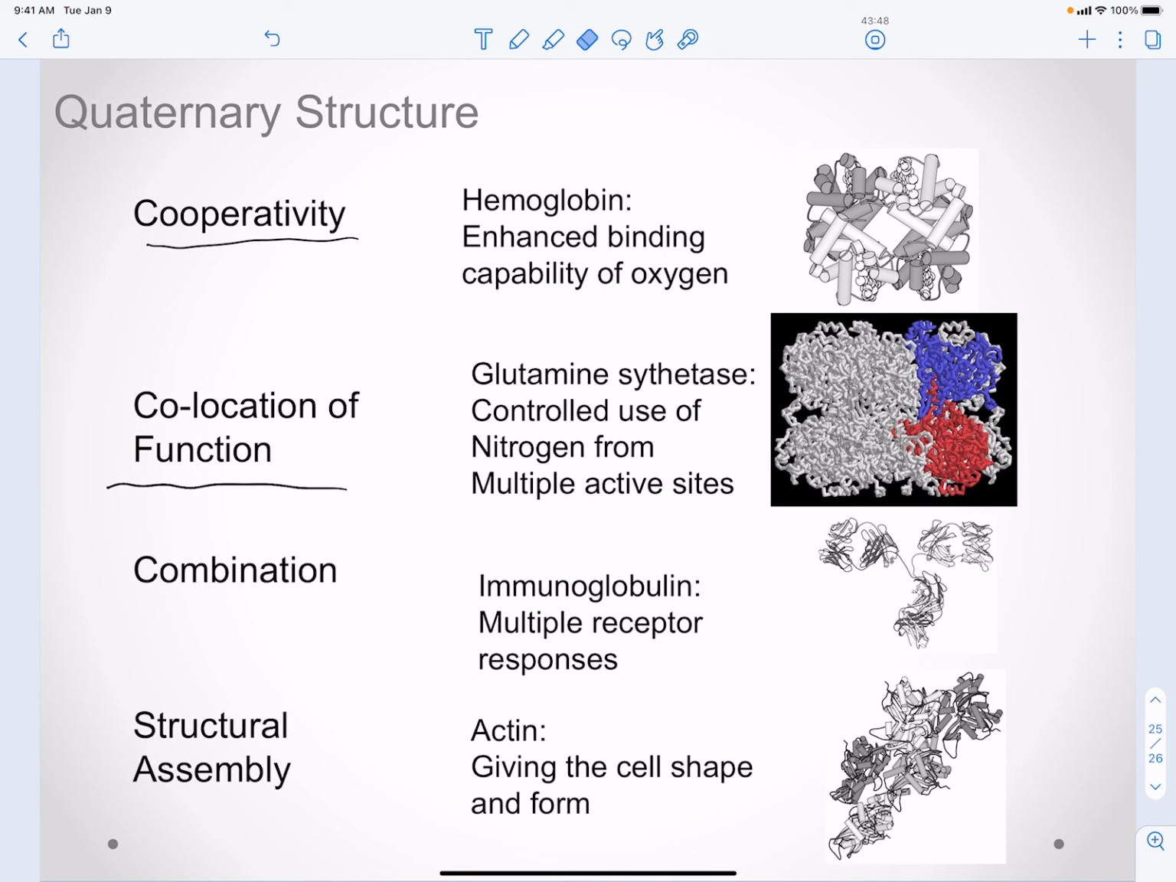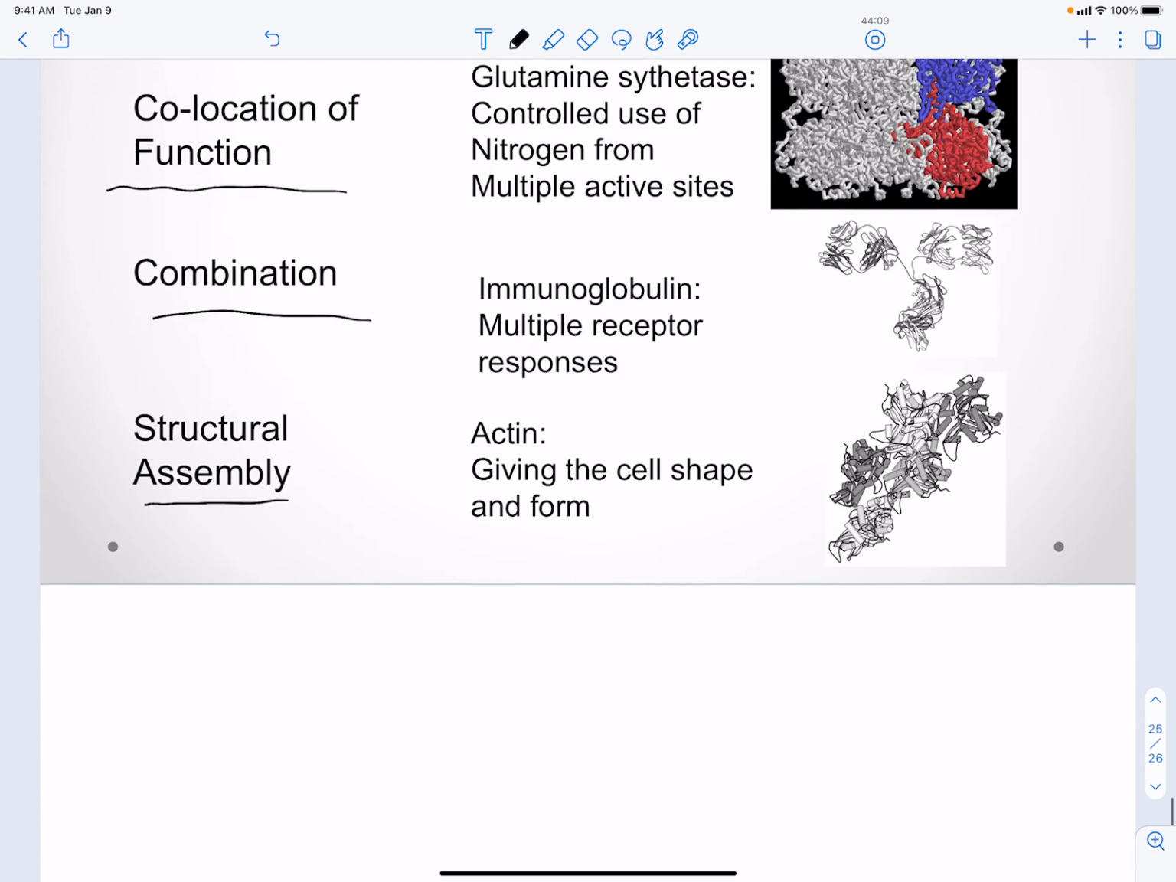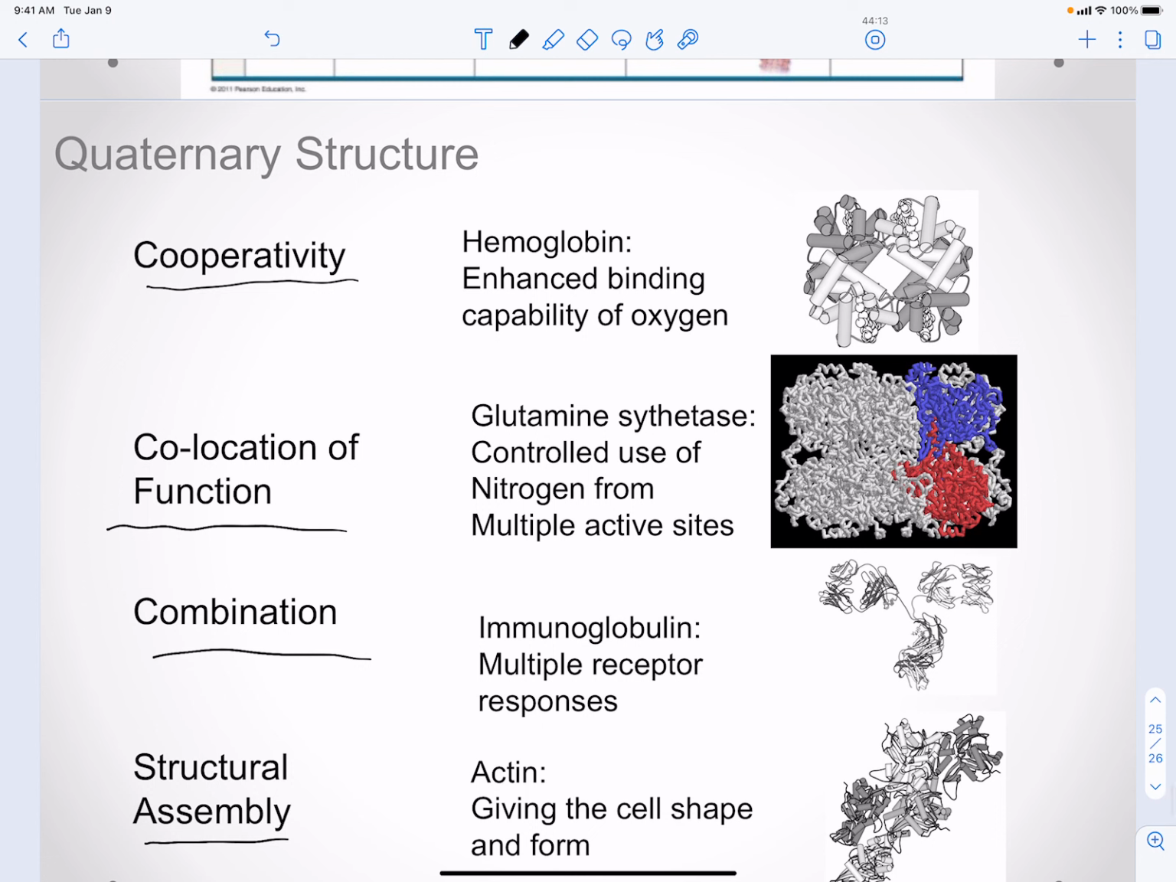We also have combination. And so your immunoglobulin will have different responses, multiple receptor responses. You have structural assembly, your actin. Your actin is going to give shape to your cells, and it's also going to provide form and function to your cells. Okay, so that's all.